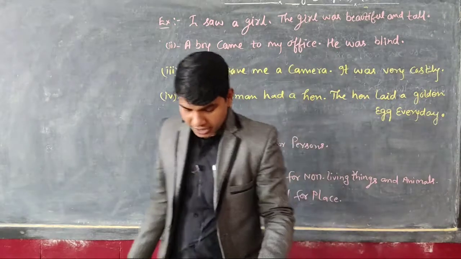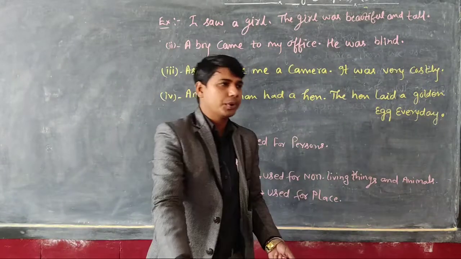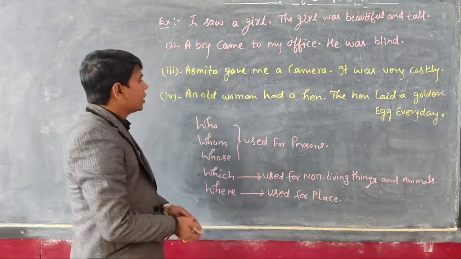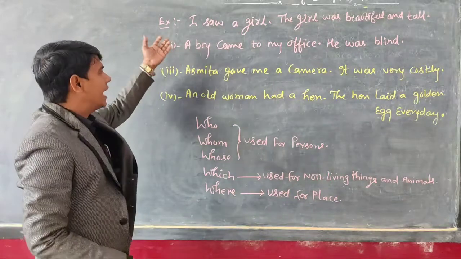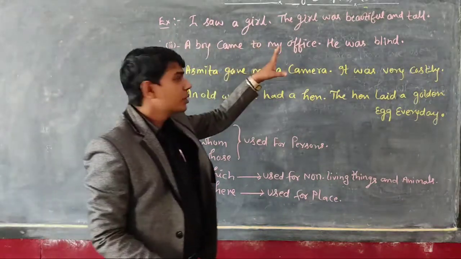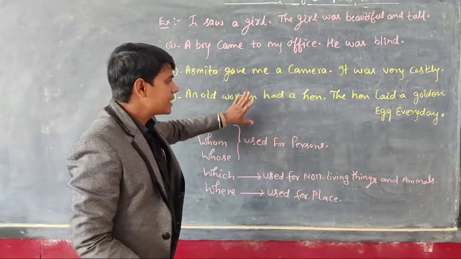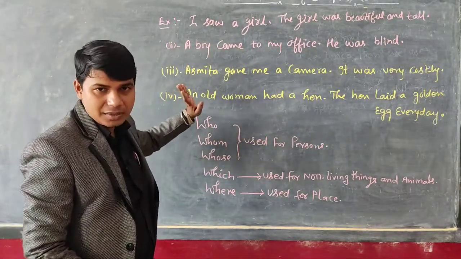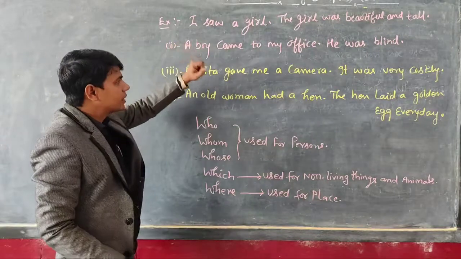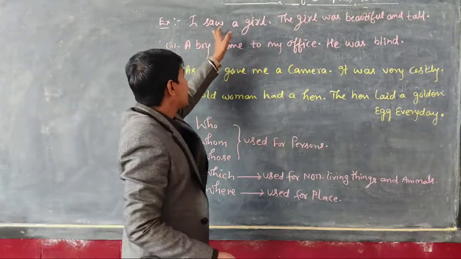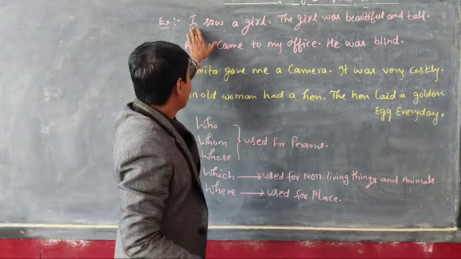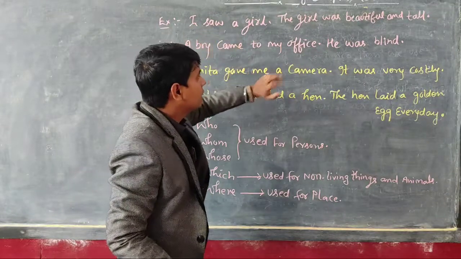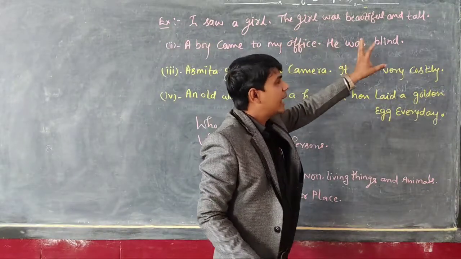Okay dear students, I hope you have noted all the points. Now I have some examples for you. Let's understand adjective clause with the help of some examples. Example first: I saw a girl. The girl was beautiful and tall.